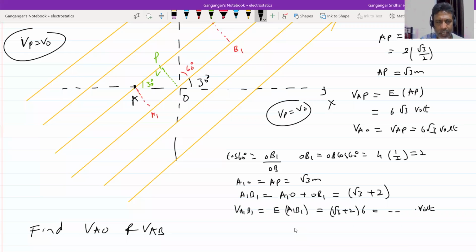But the question asked us VAB, no? In fact, potential at A is equal to potential at A1, and potential at B is equal to potential at B1. So therefore, what you calculate as VA1B1 is also equal to VAB.